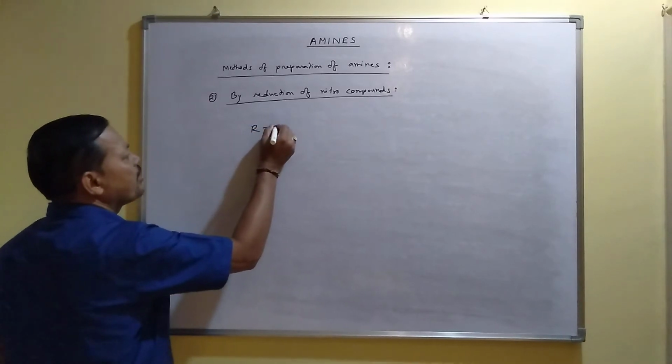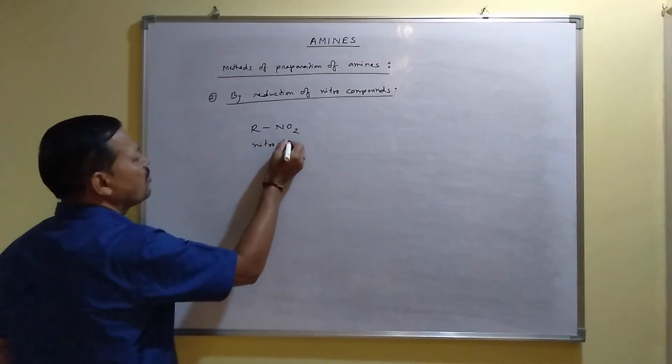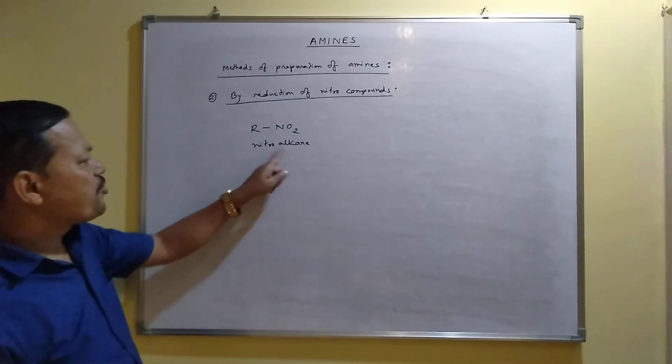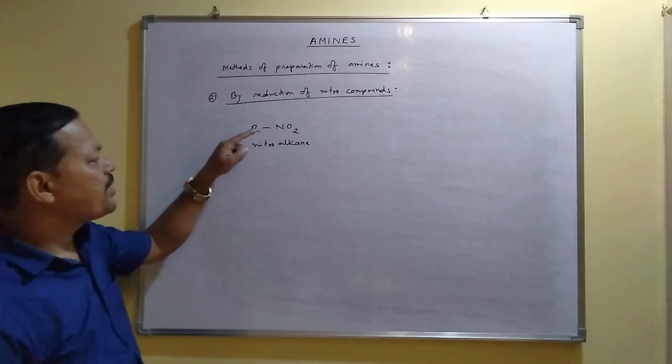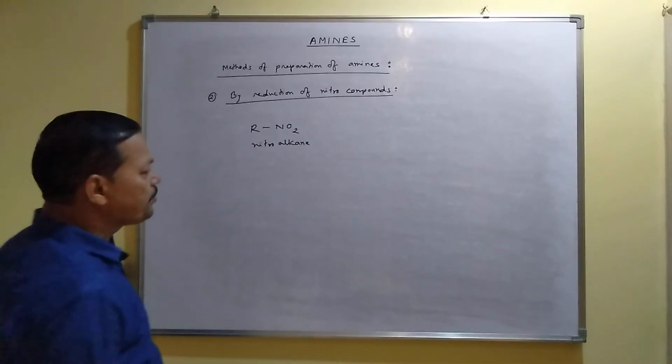For example, this is one example of a nitroalkane. NO2 is called the nitro group. Here I have written nitroalkane. If here CH3 is present, then it is called nitromethane, nitroethane, depending on the number of carbons.